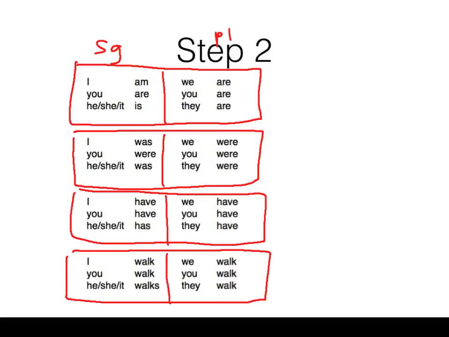I walk, you walk, he, she, it walks. We walk, you walk, they walk. You can exchange it with I run, you run, he, she, it runs, and so on. It's the same. One thing I want you to notice here is that the S here comes in the same place for all of these verbs.